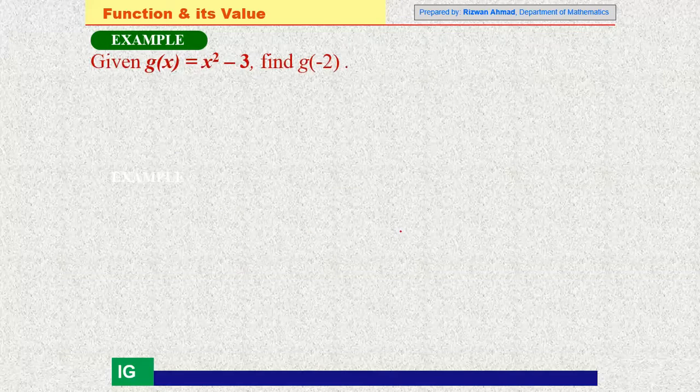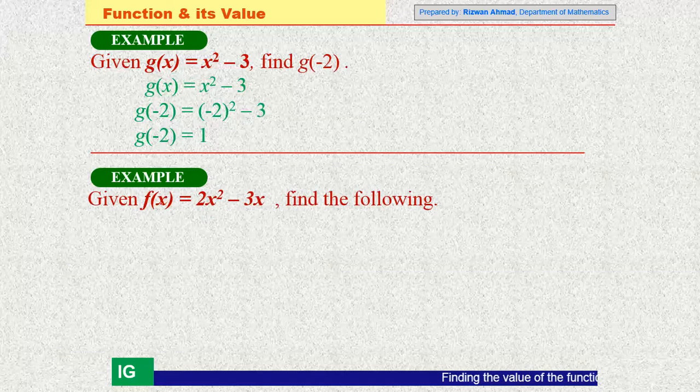Now this is another example. Given another function g(x), so the name of the function is g, is equal to x squared minus 3. We have to find g of minus 2. We will simply replace x with minus 2. So then it will be 1.